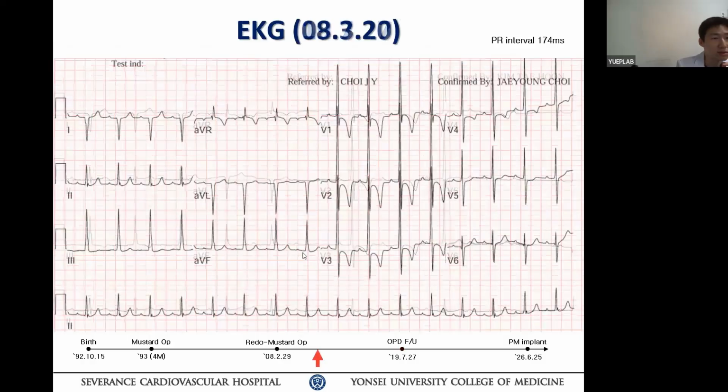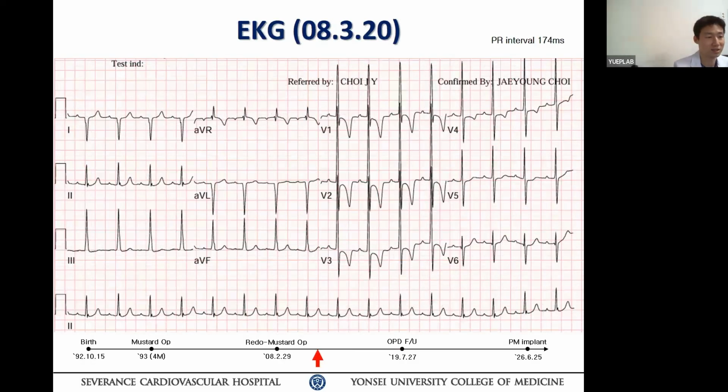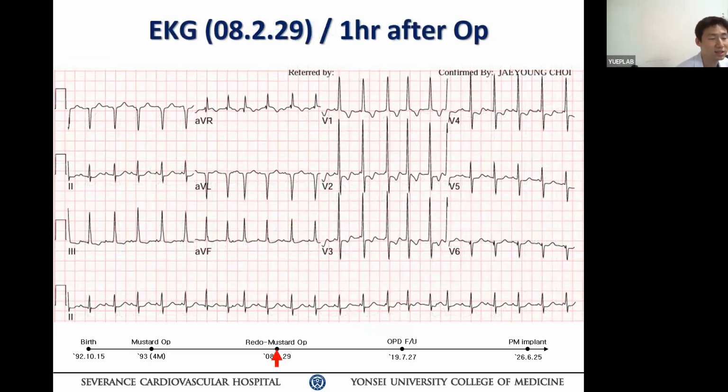So I will go back to the ECG in here. Oh, sorry, this is not it. This is it. It's a long time ago, right? Yeah, it is 15 years old. The patient was, 1 hour after operation. Okay.